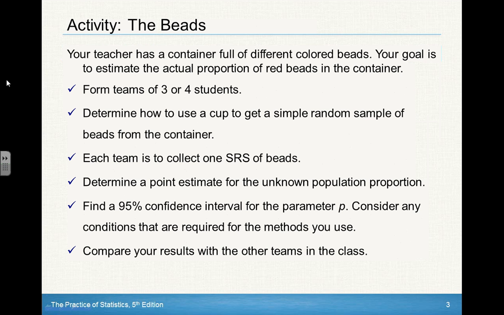Now, we won't actually do this activity, but I want you to see what the rest of the presentation is talking about. In this, you're going to have a bucket full of beads that are different colors. You're going to take an SRS from the bucket. You're going to estimate a proportion of a certain color, the red beads from the bucket, and then find a confidence interval around your estimate. Finally, you'll compare the results to others in the class, so that'll give you an idea of where we're headed with this.